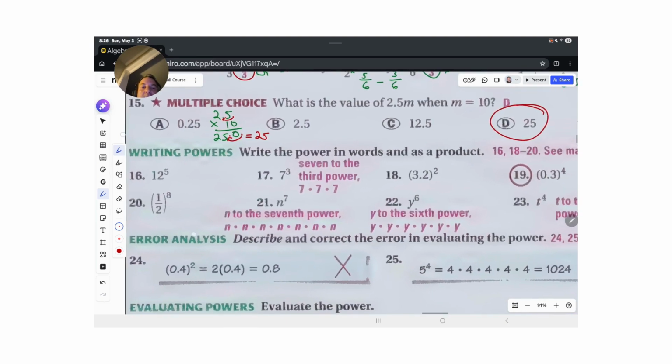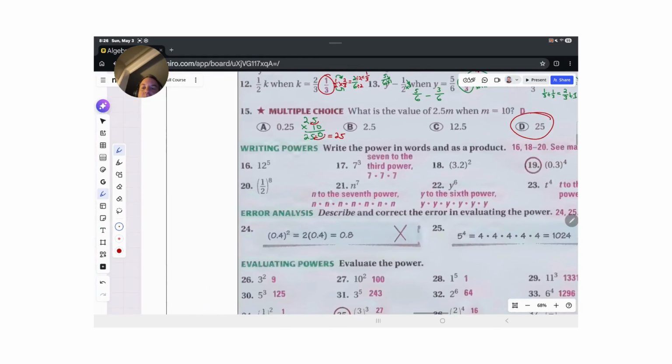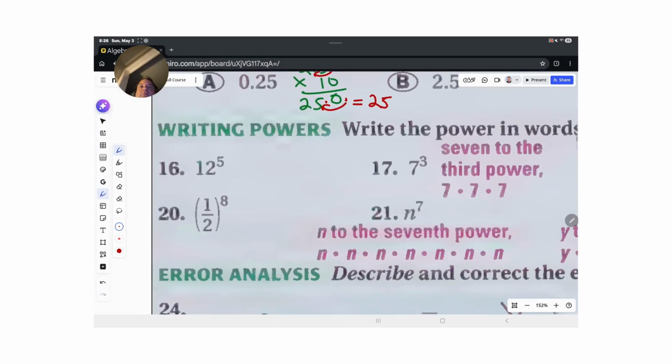All right, our next section tells us to write the power in words and as a product. So we'll start with 16 here, 12 to the 5th power. So let's name the base and the exponent, then expand that repeated multiplication. 12 to the 5th power. Okay. We can write that out. 12 to the 5th power.